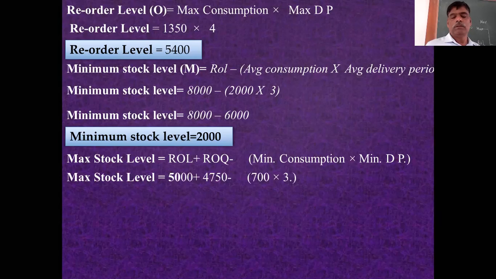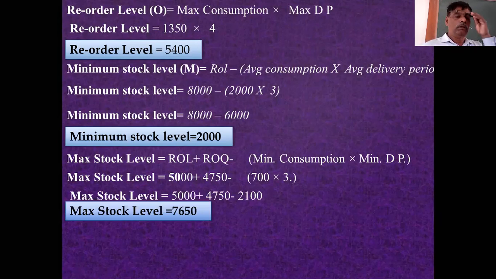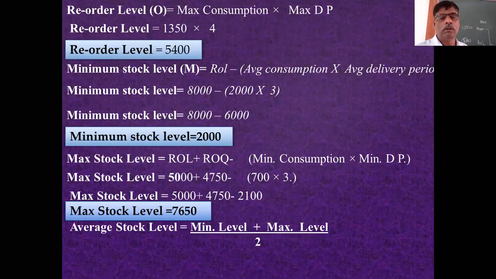Minimum consumption is... ROL is 5000, ROQ is 4750. These two are given in the problem. You collect them from the problem, and 700 into 3. Minimum consumption is 700 into 3, equal to 5000 plus 4750 minus 2100, is equal to 7650. That is the answer. Okay.